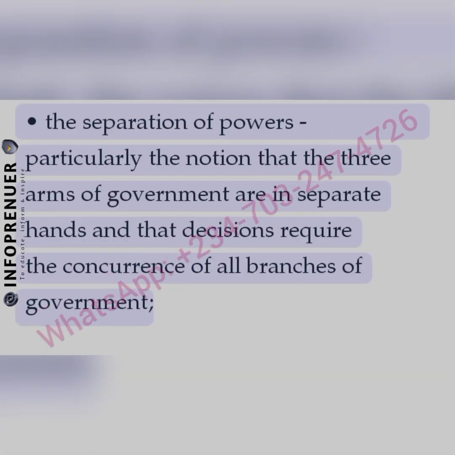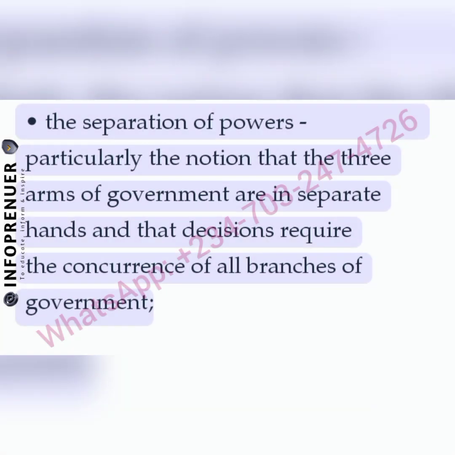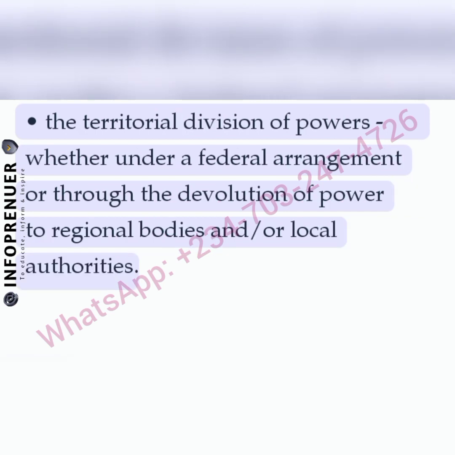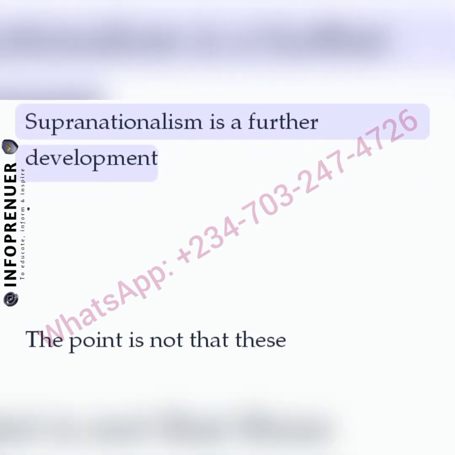1. The separation of powers, particularly the notion that the three arms of government are in separate hands, and that decisions require the concurrence of all branches of government. 2. A bicameral legislature, with legislation having to be accepted by both houses, and subject to scrutiny and amendment by opposition parties. 3. The territorial division of powers, whether under a federal arrangement or through the devolution of power to regional bodies and/or local authorities. Supranationalism is a further development.